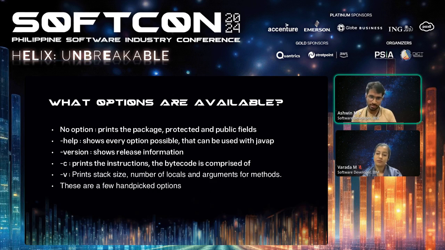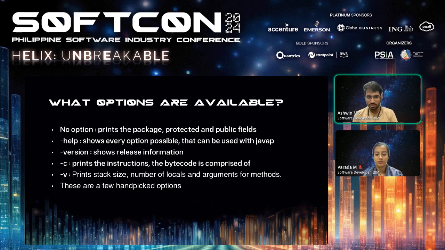Okay, what options are available for javap? There are a lot of options. The first is no option at all. What happens if you simply use javap on a class file? It prints the package information and the protected and public fields. It just shows that and not much of the bytecode. You can use the help option to show every option that is possible. It shows you a small instruction set, basically like the manual command. So it shows what all options you can use, and based on your need, you can find which one is suitable for you. And the version option shows you the release information, so you can check what version of javap you are on. If you want to know whether you are on the latest version, you can use this.